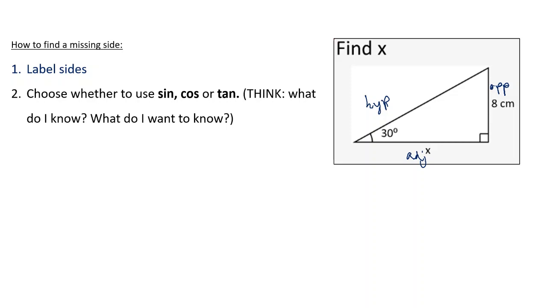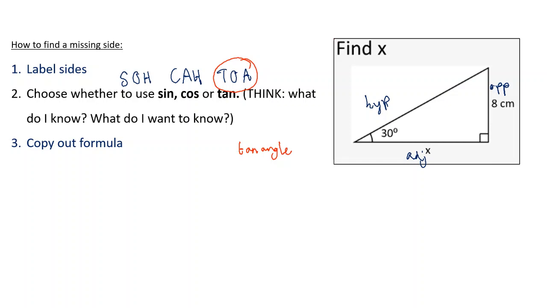So I'll write out SOH CAH TOA up here to help us choose. So I'll say that again. I know the opposite, I want to know the adjacent. Because of that, it's going to be TOA or tan. Next step, write out the formula. So this time around, my formula is going to look like this. It's going to look like tan angle equals op over adj.